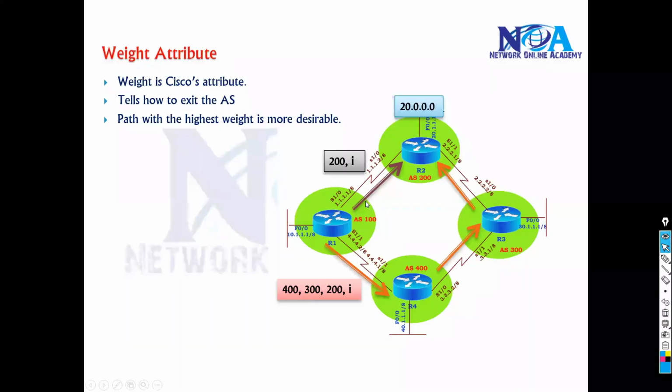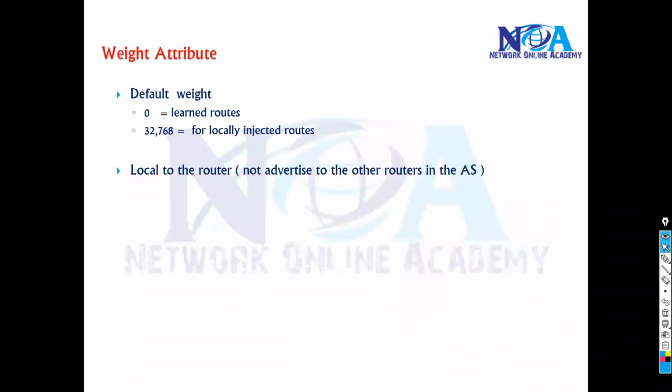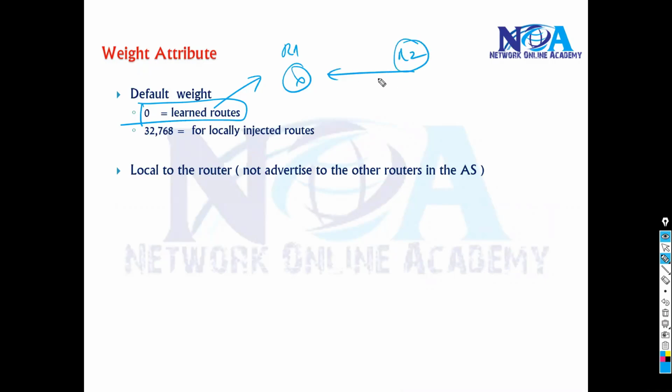If you look at the same thing here, this is my default best route. I want to prefer this one. So I'm applying a weight of 1000 compared to the weight of 0 on the other side. One more thing: the default weight will always be 0 for all the routes which are learned. Learned means, let's say router 1 is receiving a route from some other router, router 2, through BGP. We call these learned routes. Learned means receiving from a different router. Whereas local routes means, let's say you have a 10-dot network and you advertise it in BGP on the same router, then you call them locally injected routes.